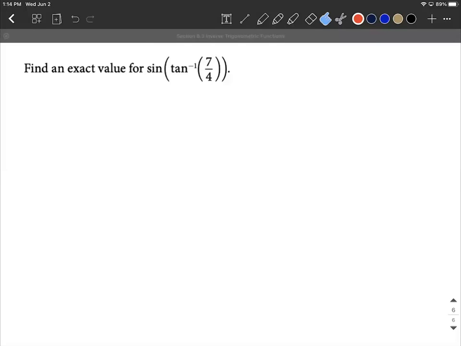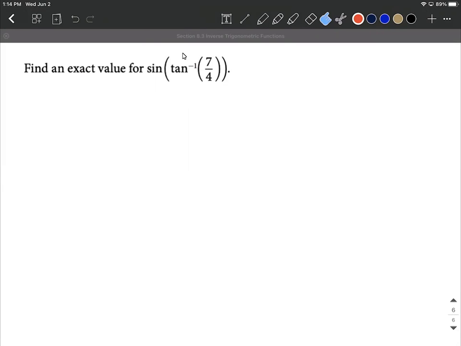Okay, we're looking for an exact value. In this case, we have a trigonometric function on the outside composed with a trigonometric inverse function on the inside here. They're not the same, so we don't have sine and sine inverse or tangent and tangent inverse. There's not going to be any nice canceling out going on here.